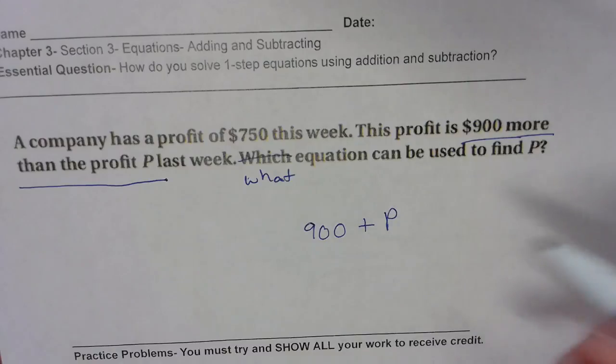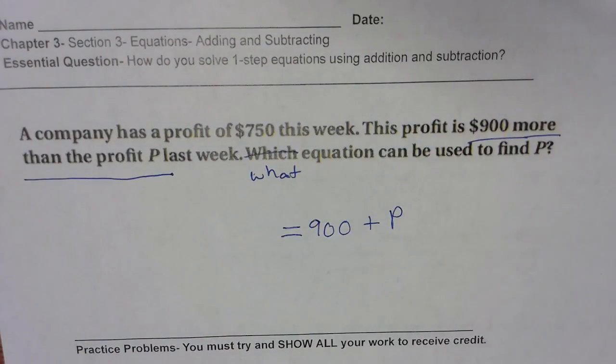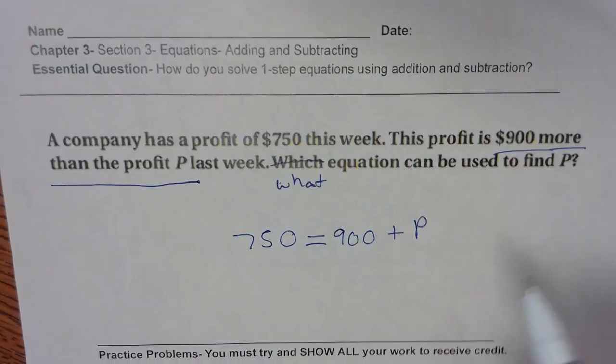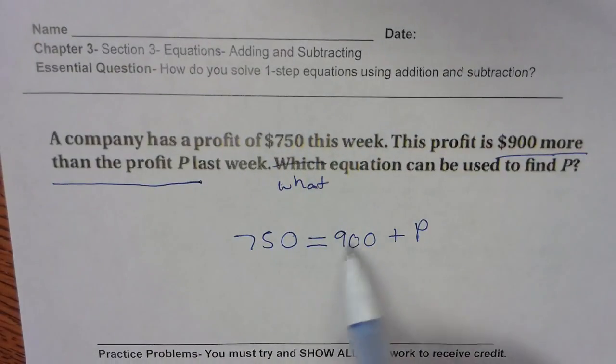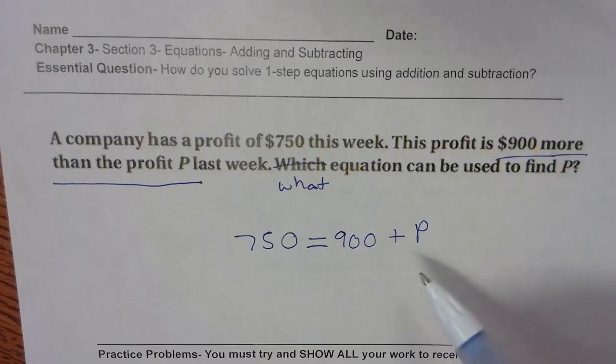Now the other thing, I still have to write an equation. So an equation means I need an equal sign. So if the company has a profit of $750 this week, that's what it's going to equal. Alright, so it's $750 equals 900 plus P. 900 plus P represents $900 more than the profit which was last week. Alright, so eventually we would end up solving it. Okay, we're not going to right now because all we have to do is set up an equation, but this is how we would set it up.